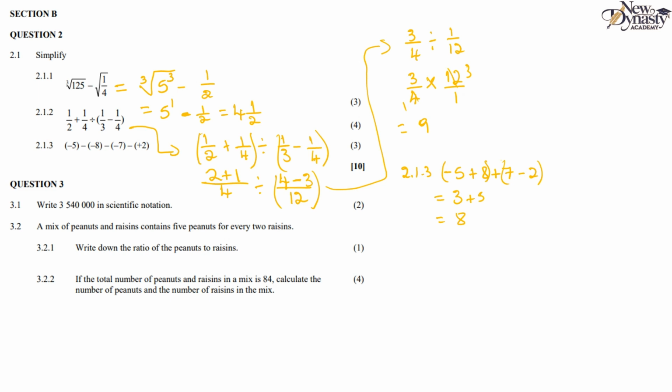It says write this number in scientific notation, that is 3,540,000 into scientific notation. Grade 8, as I'm always saying, there's always a comma after every number that you're writing. After every number that you're writing, there's always a comma. So I'm going to rewrite this number: 3,540,000. 3.54 million. Now, after this number that I've just written, there's a comma.